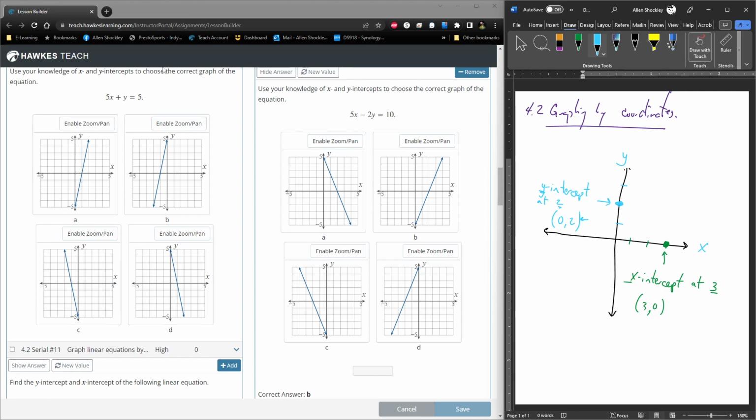Okay, so for us, use your knowledge of x and y intercepts to choose the correct graph of the following equations. What we need to do is plug in zeros into this equation to see where this graph is actually going to end up. So let's do that.